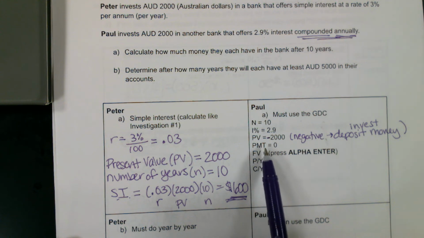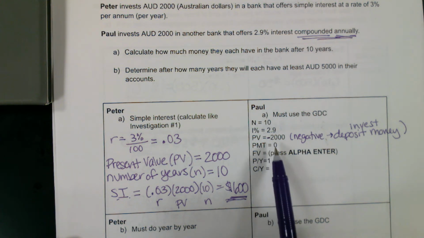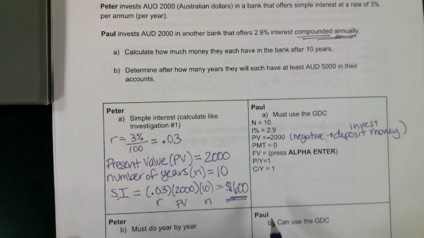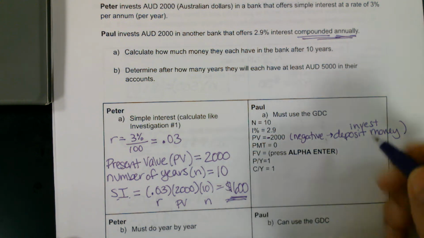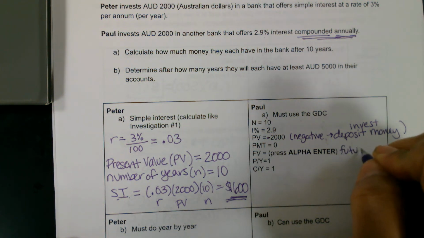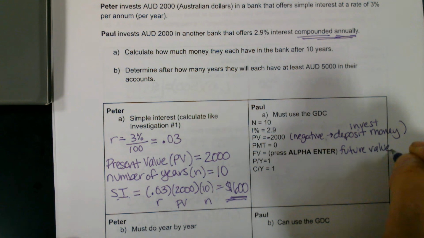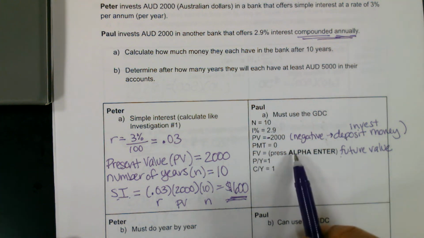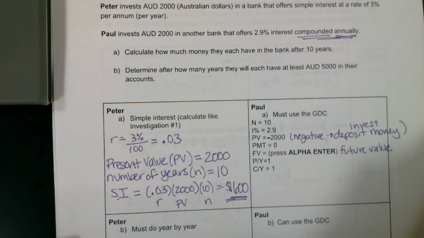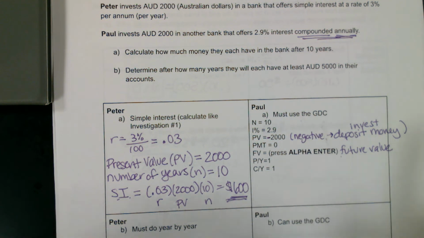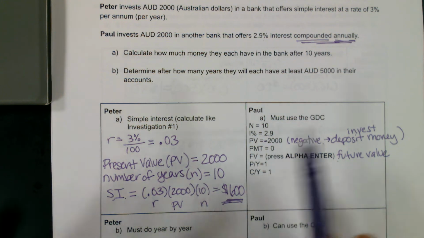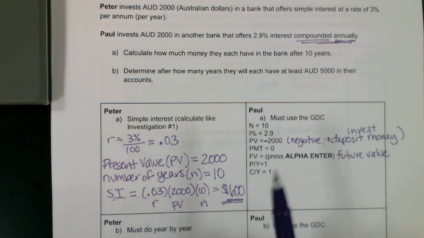So when you hear me talk about annuity, we are going to change this number. However, when we do not have annuity, it will always be 0. So for now, this number will be 0. This is our future value. FV, future value. Well, we don't know what our future value is, so we're going to press alpha, enter. Our per year is 1. We're just going to keep it 1 from now on.